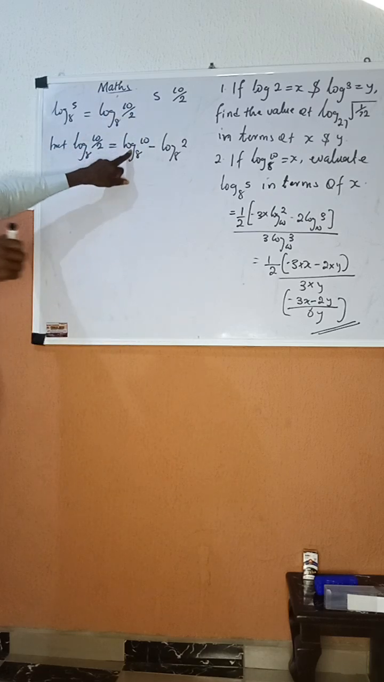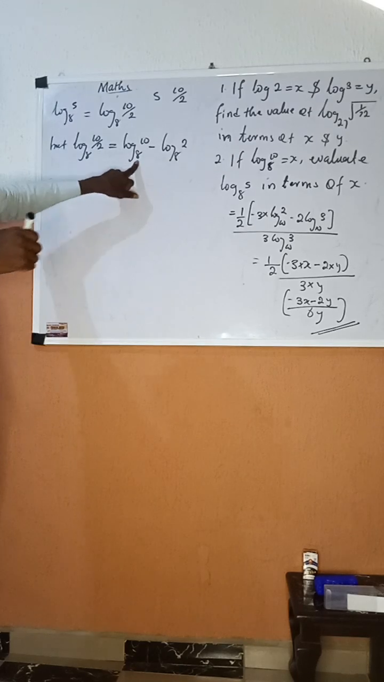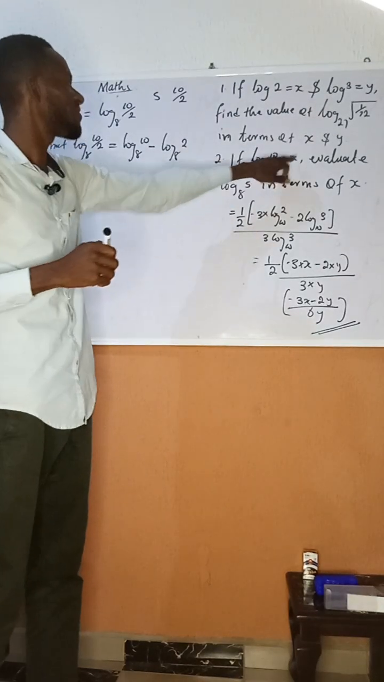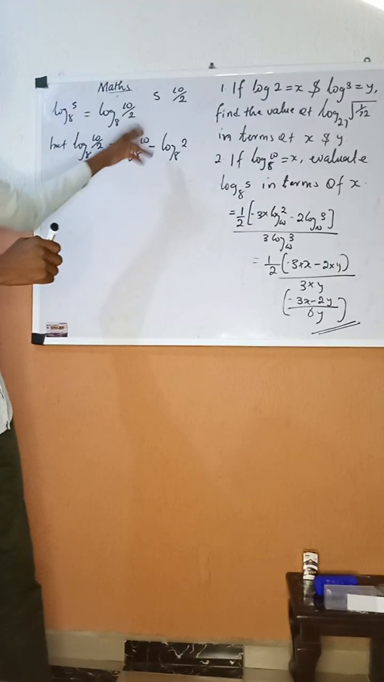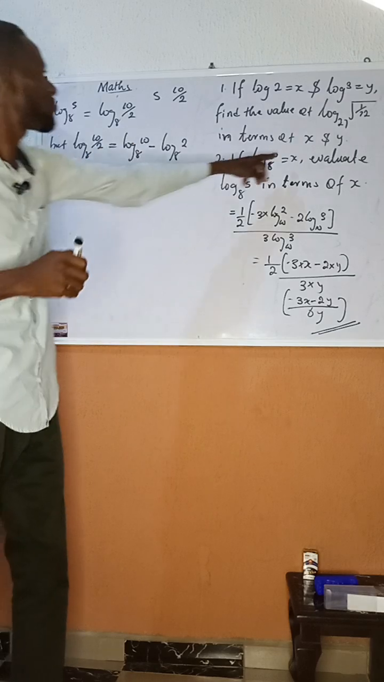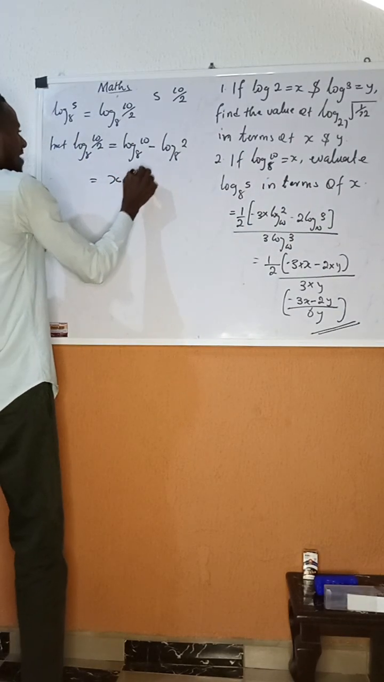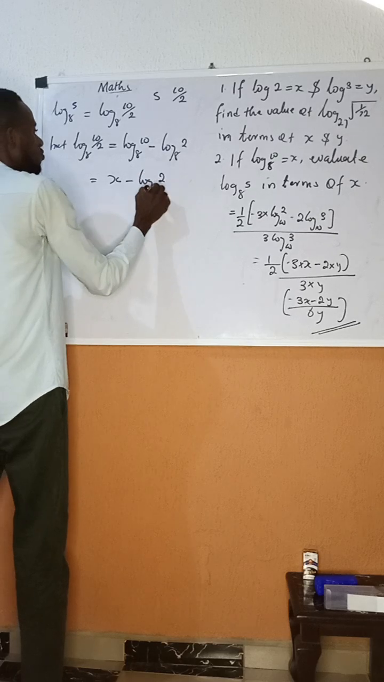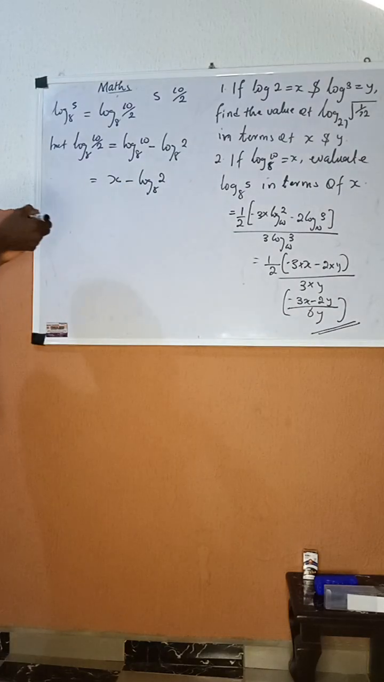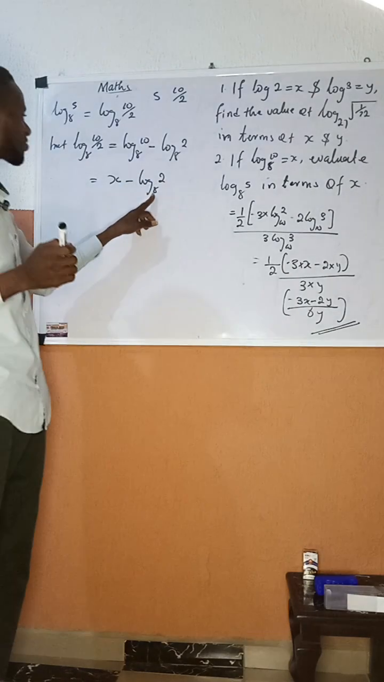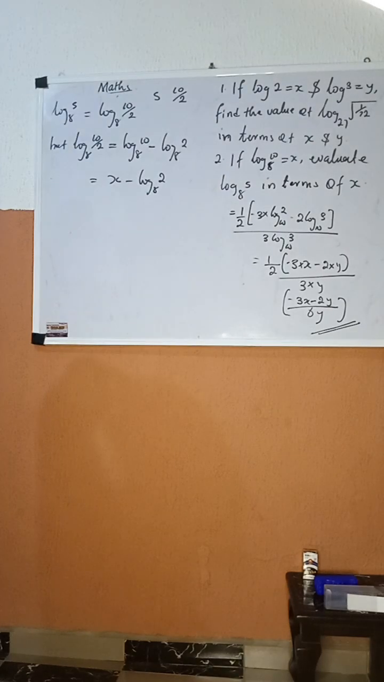Now, looking at this, I have log 10 base 8, and log 10 base 8 is given to me here to be x. So in place of this, I will put x. And this problem becomes what? X minus log of 2 base 8. We are not going to leave this one this way. What we are going to do is to see whether we can simplify it further.